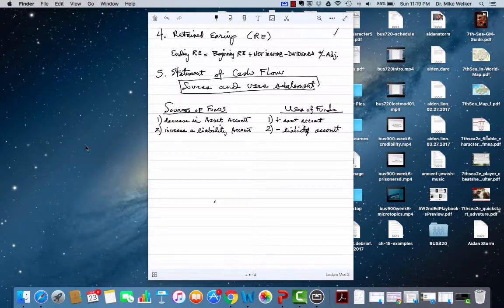And then thirdly, a source of funds would be an increase in an equity account. Likewise, let's say I pay some dividends, a decrease in equity account, or maybe I buy back some shares. That's an imperfect statement, but again, it kind of goes into some of the mind-boggling elements of calculations.